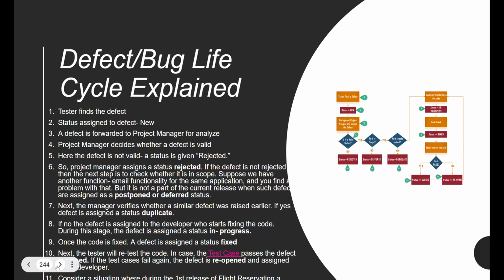So after that, the project manager assigns a status as rejected. If the defect is not rejected, then the next step is to check whether it is in scope. In scope means whatever you're developing, right?